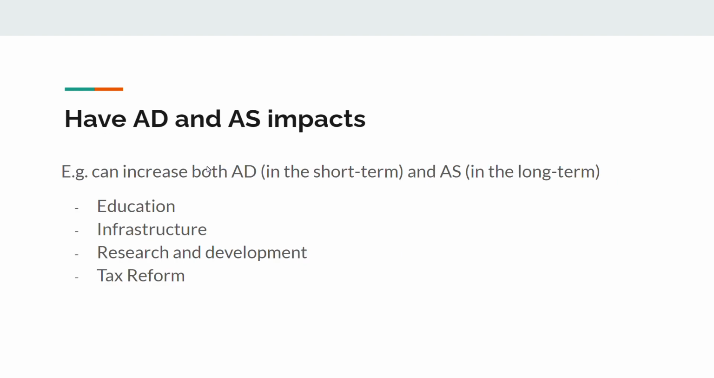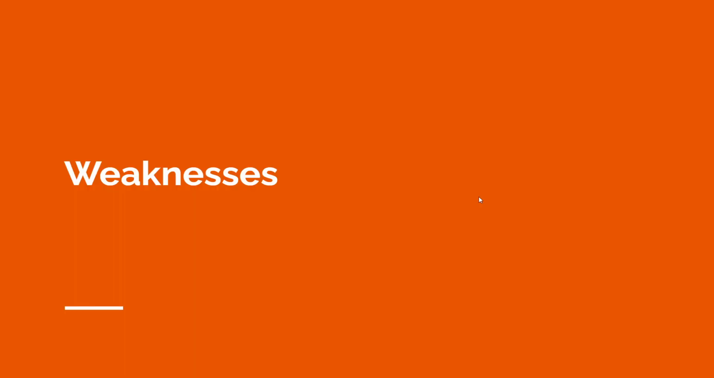The third benefit of budgetary policy as a tool is that it has both aggregate demand and aggregate supply impacts. For example, if you're spending on education or infrastructure or research and development, in the short term these policies are injecting government spending into the circular flow model, and they're going to have aggregate demand impacts. But also in the longer term, they're going to affect the ability and willingness of Australian businesses to produce. We can think about that when we get to aggregate supply policy. Monetary policy does not have aggregate supply impacts.